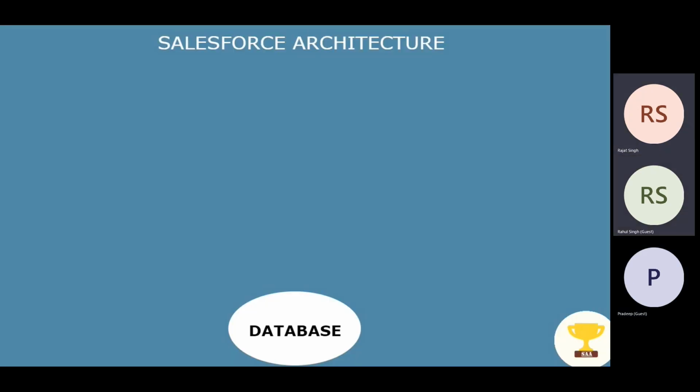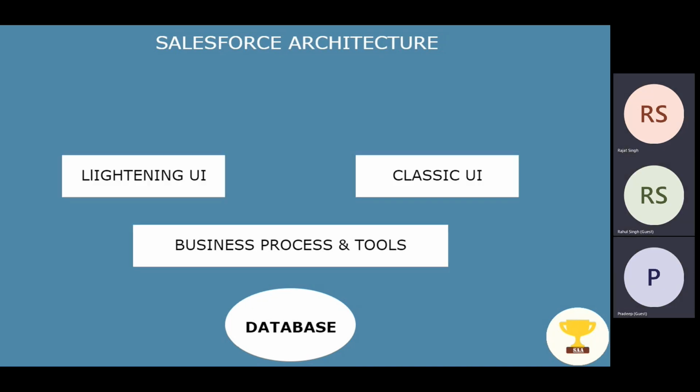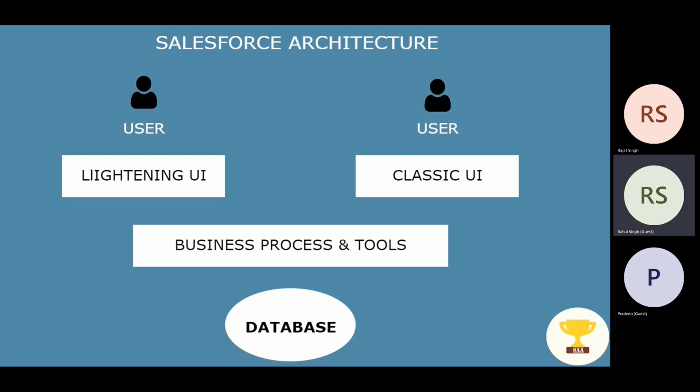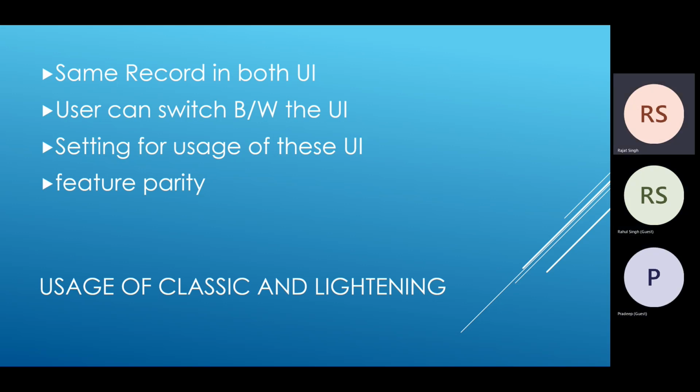Then we were seeing how Salesforce was built, what the architecture was. There is the database, and on top of the database there are business processes and tools running. On top of these, there are two different types of UI working. Any data is accessible by both UIs, either Lightning or Classic. We saw the same record in both UIs.